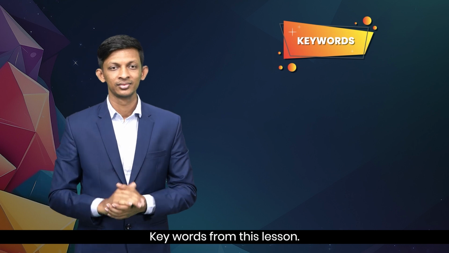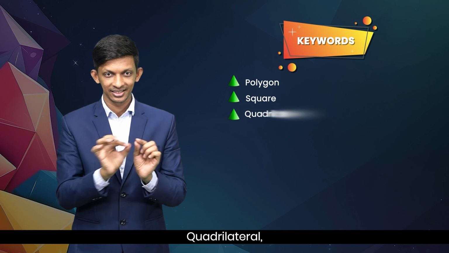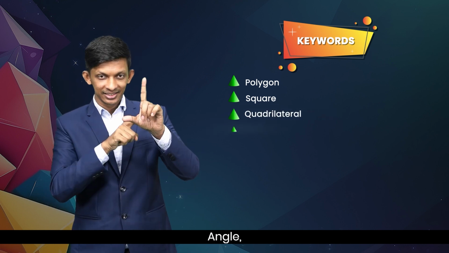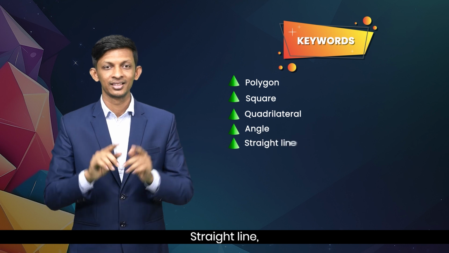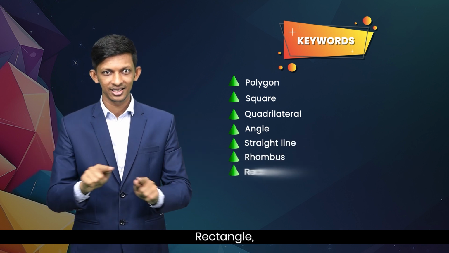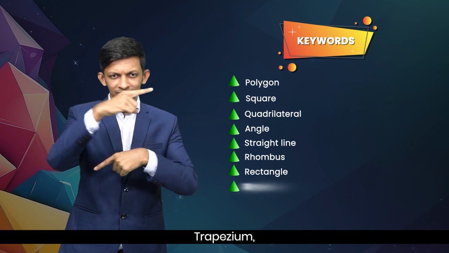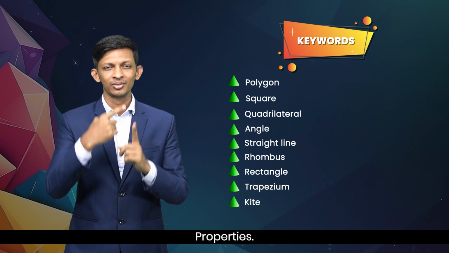Keywords from this lesson: polygon, square, quadrilateral, angle, straight line, rhombus, rectangle, trapezium, kite. Properties.